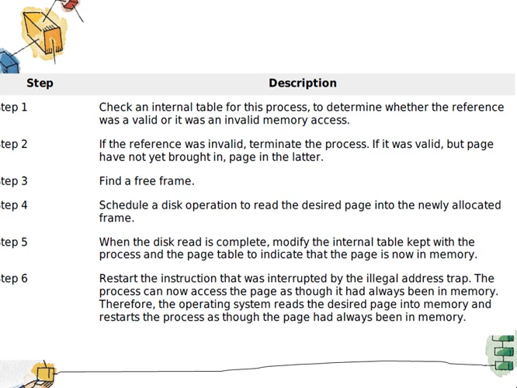Step 6 is the last step. Here we restart the instruction that was interrupted by the illegal address trap. And the process can now access the page as though it had always been in memory. Hence, the operating system reads the desired page into memory and restarts the process as though the page had always been in memory.